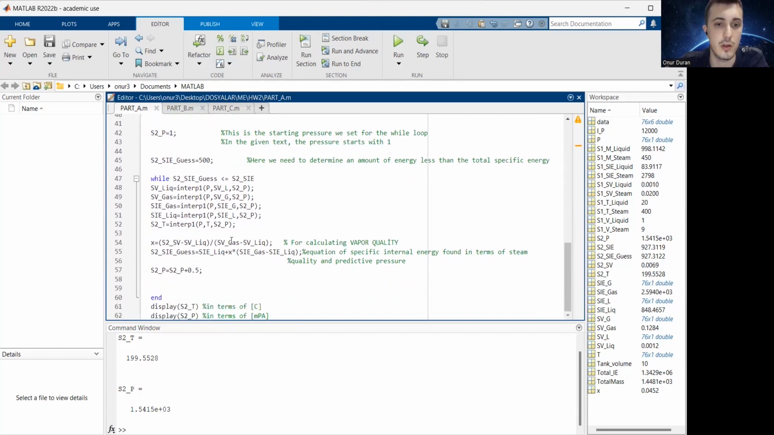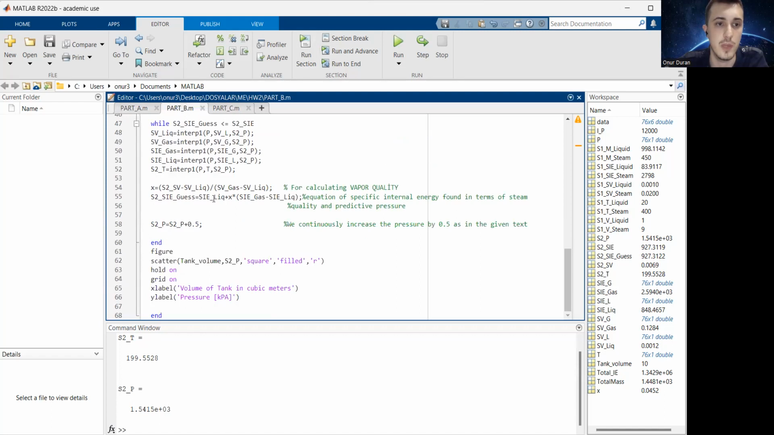This is the equation for calculating vapor quality, and this is the equation of specific internal energy found in terms of steam quality and predicted pressure. I increase the final pressure by 1/2 because in the given text the pressure increases by 1/2. This is the end of the while loop. I use the display function to see the results in here.